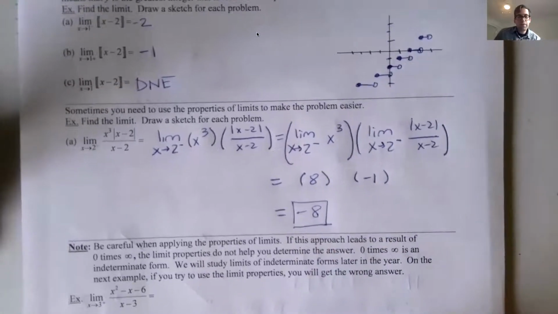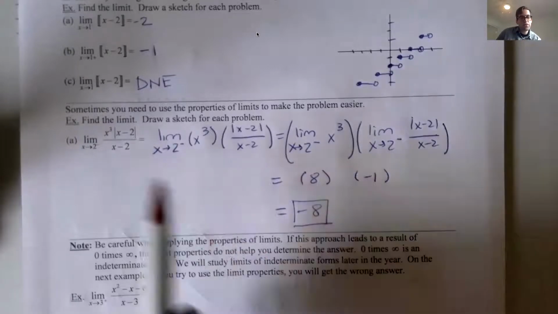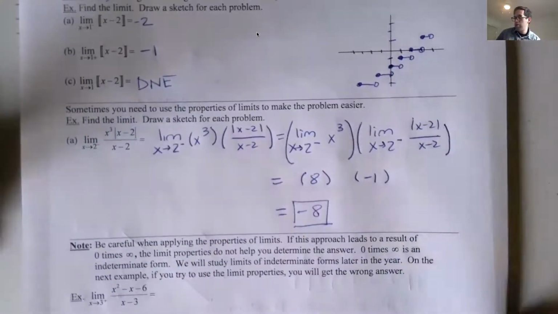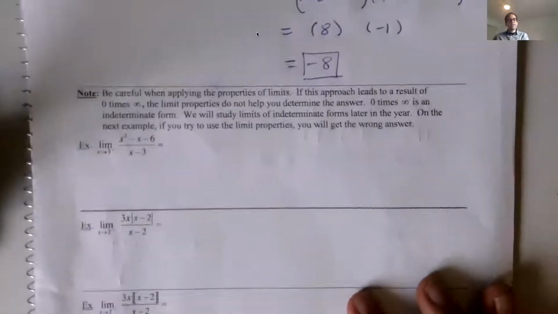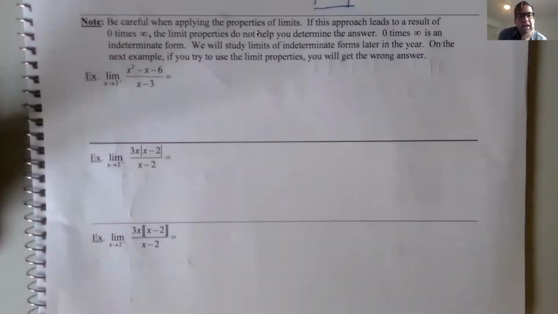So sometimes we can split up limits like this to help simplify the process, because that was a lot easier than trying to figure this out in the original problem. Last thing here, 3 more examples. Note, be careful when applying the properties of limits.